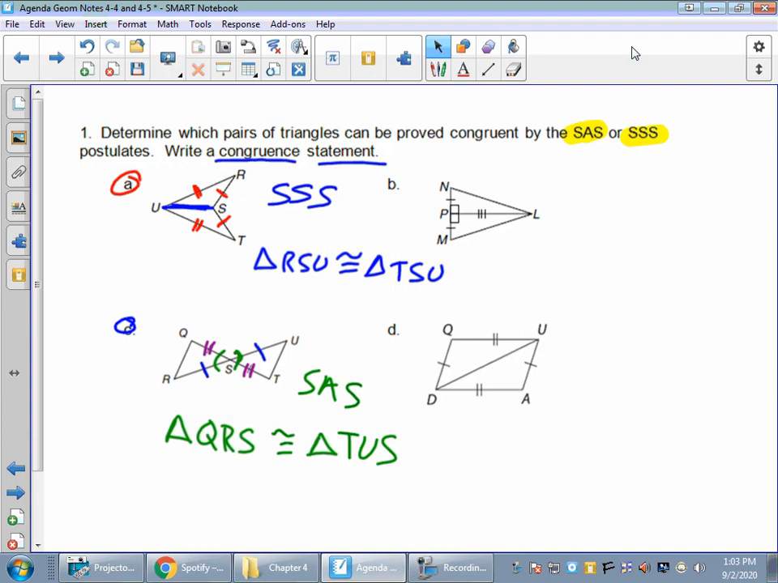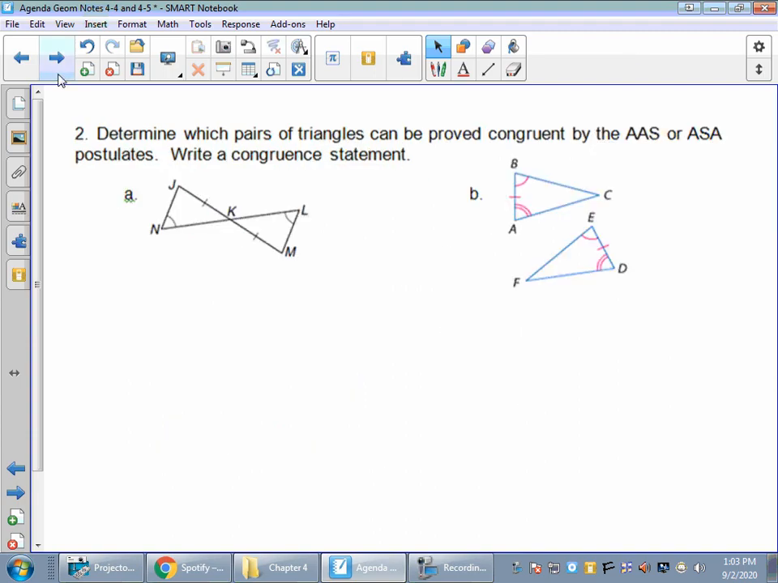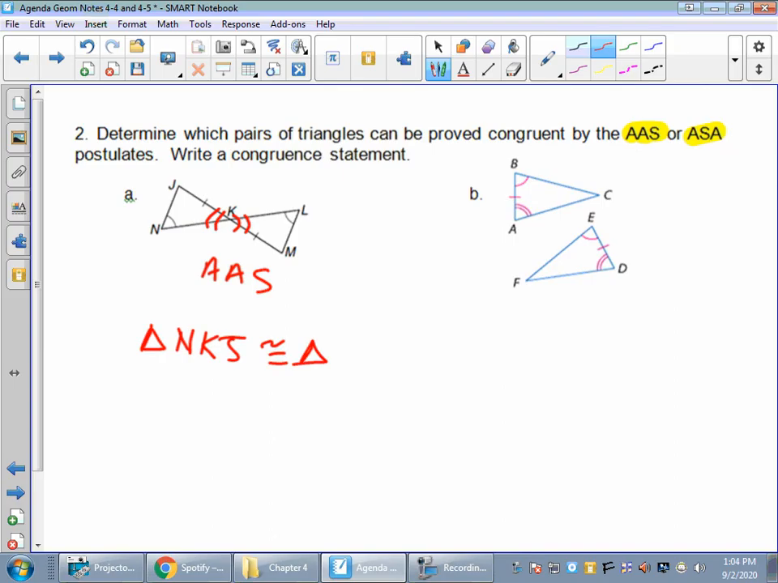Skip B and D. You guys can do those on your own. And now let's take a look at number two. Number two basically is talking about angle, angle, side, and angle, side, angle. We could probably do both of these really quick. Again, the bow tie shape is going to tell me that there's an angle that's congruent here. So now we know it's angle, angle, side, or angle, side, angle. So the question is, is that side between the two angles? Well, in this one, it is not. You can see that the sides that are congruent are not between the two angles, so we'd say angle, angle, side. And so we would say triangle NKJ is congruent to triangle LKM.